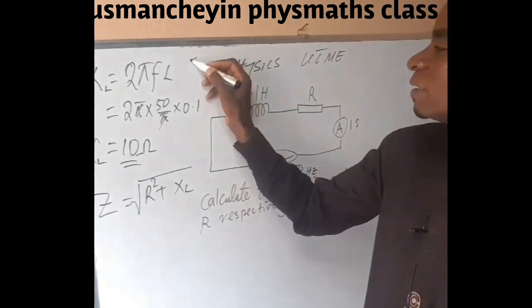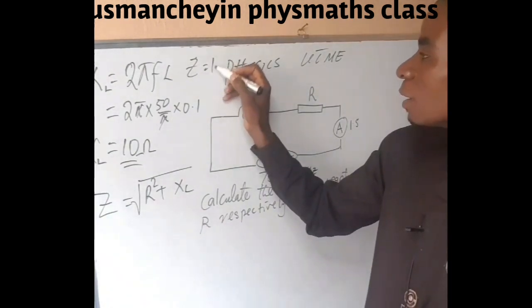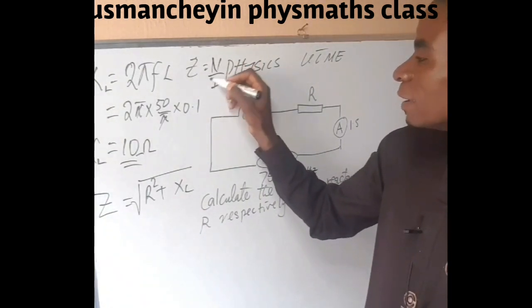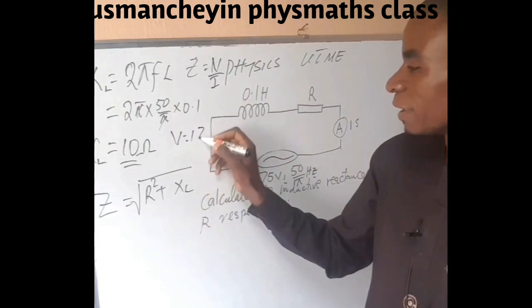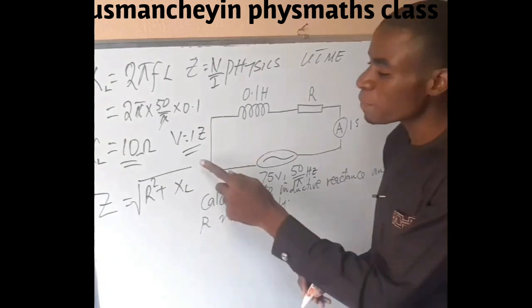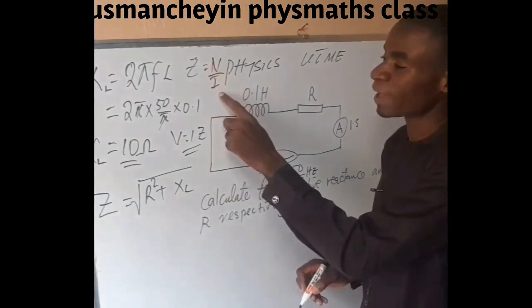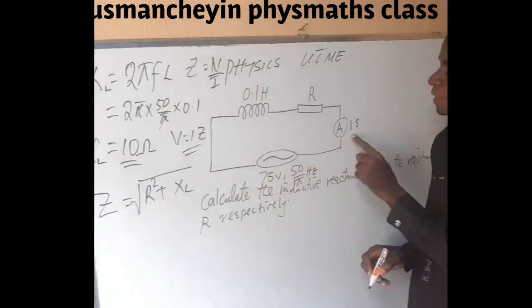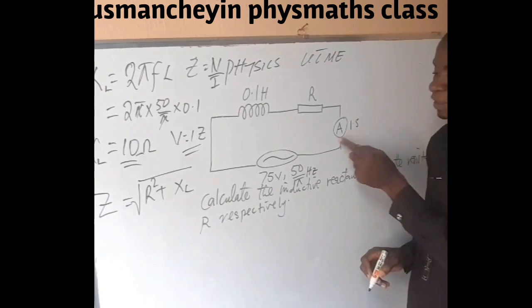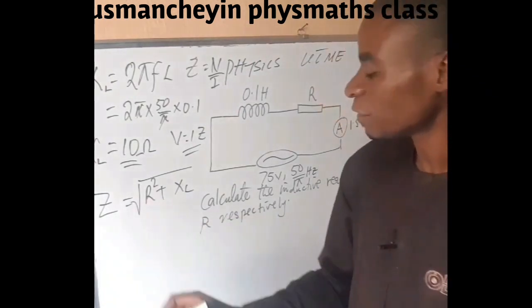We know that Z is equal to V over I. That is from this very relationship. You know, V is equal to IZ. From this, if you make Z the subject of the formula, you will have what? V over I. And from our diagram, we have the V. The V is 75 and the I is 1.5 in amperes. That is the current. So we will substitute it here straight.